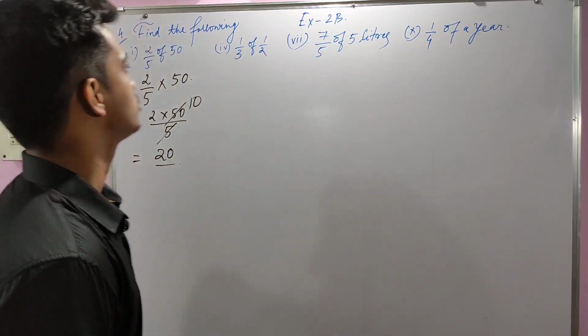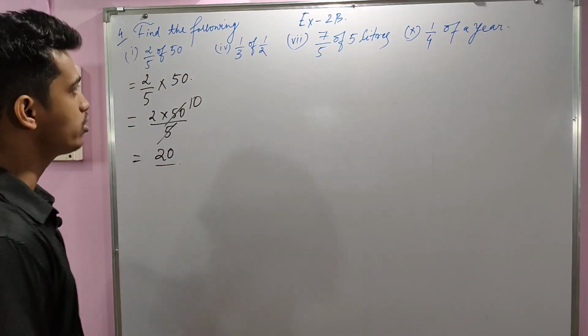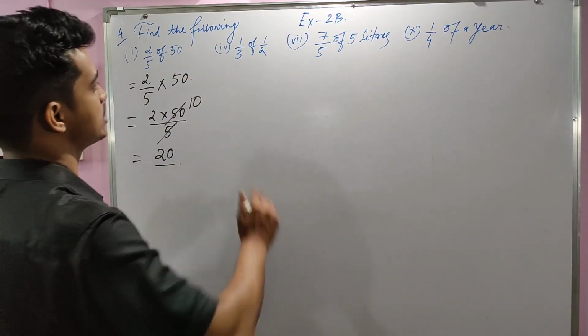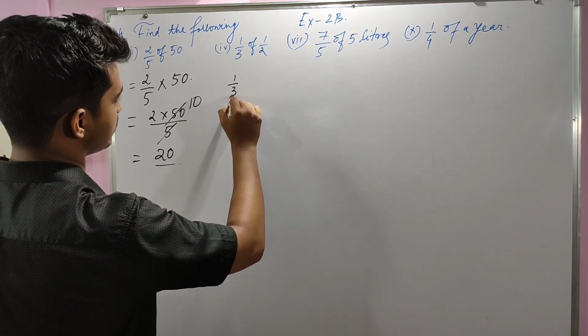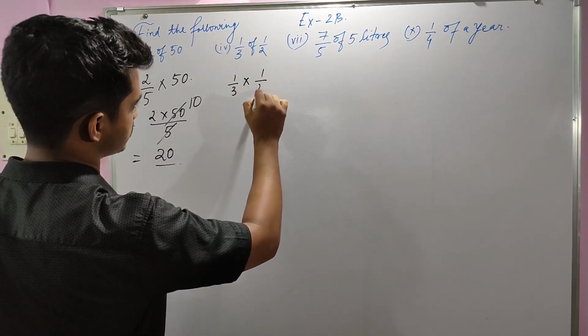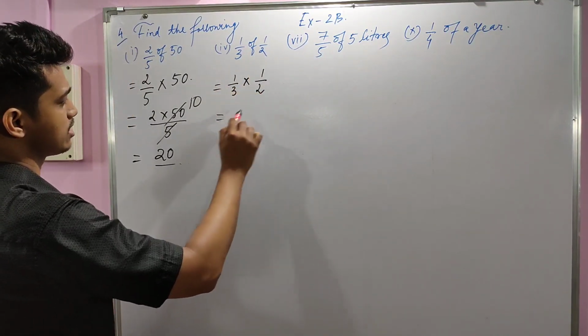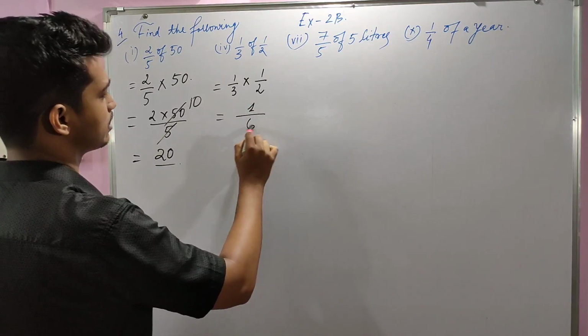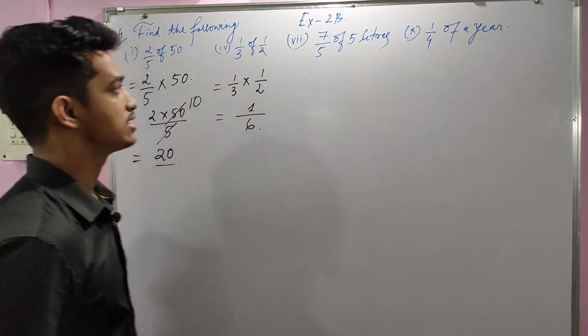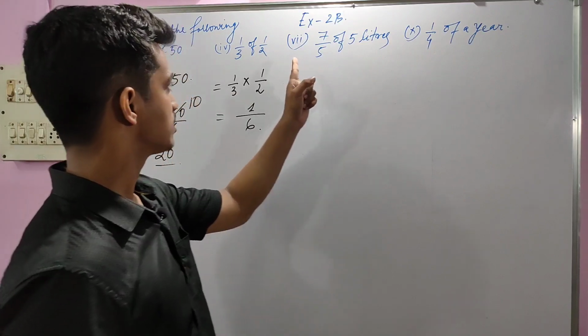So let's just jump into the next question. 1 by 3 of 1 by 2. So 1 by 3 of 1 by 2. That is multiplication, same process. So that is 1 by 6. 3 into 2 is 6. Now let's just jump into the next question.